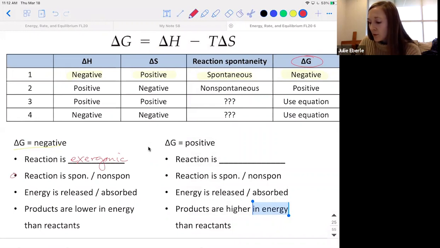So let's look at this bullet point. Is the reaction going to be spontaneous or non-spontaneous? Well, we just said up here, if it's negative, it's always spontaneous, okay? So that reaction will always be spontaneous. It will always happen, very favorable. Energy will always be released overall. Your products are therefore lower in energy, which we said is more stable than your reactants.